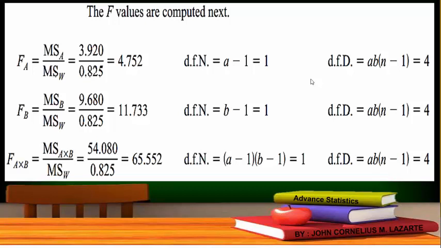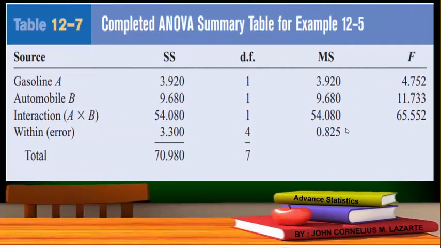And lastly, for the F value of the interaction between A and B, we take the mean square of interaction A and B divided by the mean square of the within group. Substituting the given values, we obtain 65.552, with also the degrees of freedom numerator equal to 1 and the degrees of freedom denominator equal to 4. Now let us plot it to the completed ANOVA summary table, and it is shown as follows.